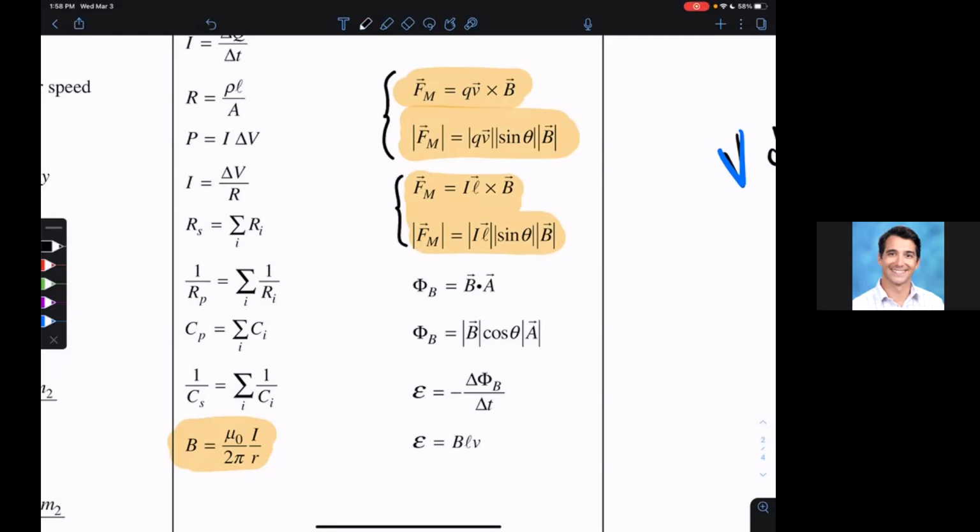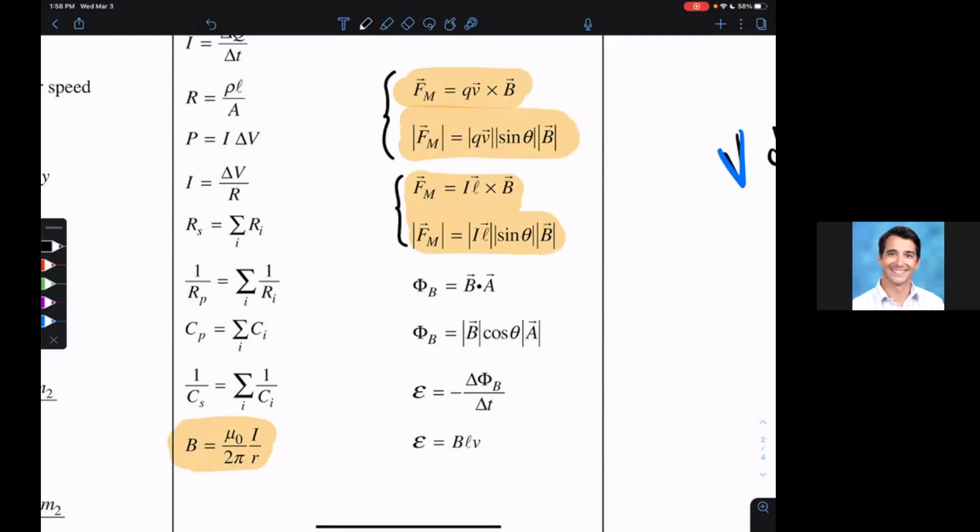There's some really similar stuff in these two equations. I hope you can see that they're very much related, right? Current is how many charges are moving by per second. That's a rate. Velocity is a rate. It's how far you go per second. So there's tons of similarity here. Actually, they're just different ways of writing the same equation.